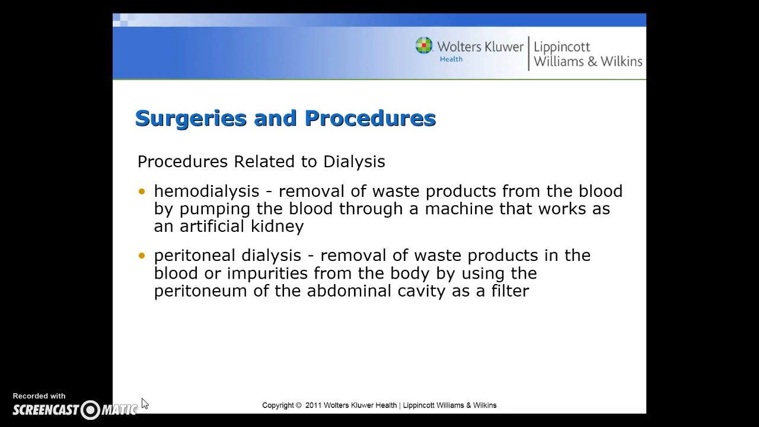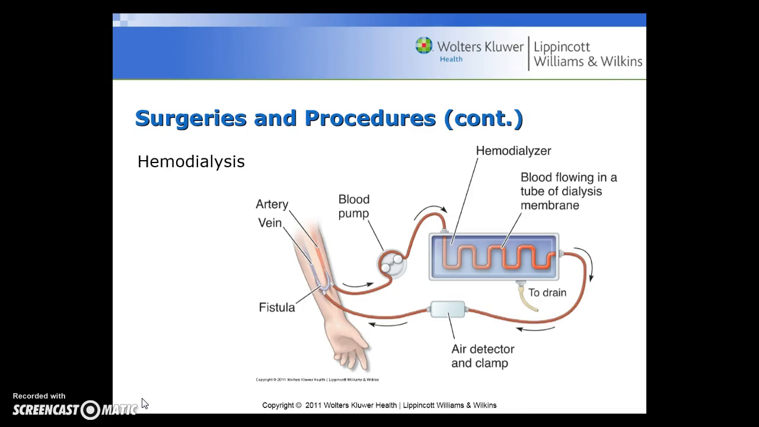Some procedures related to dialysis. So the first is hemodialysis. That's the removal of waste products from the blood by pumping the blood through a machine that works as an artificial kidney for those people that have lost the function of their kidney. Peritoneal dialysis is the removal of those waste products or impurities from the body by using the peritoneum of the abdominal cavity as a filter.